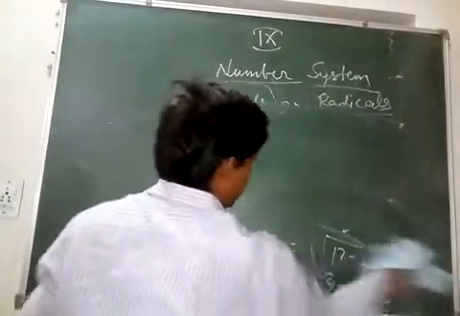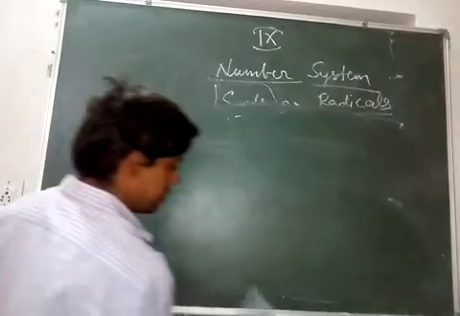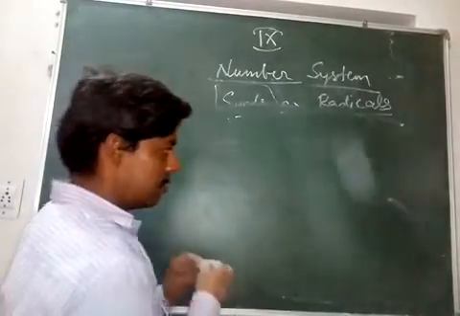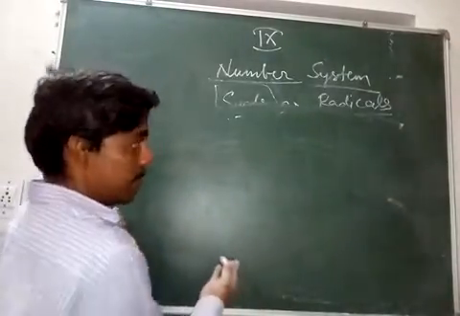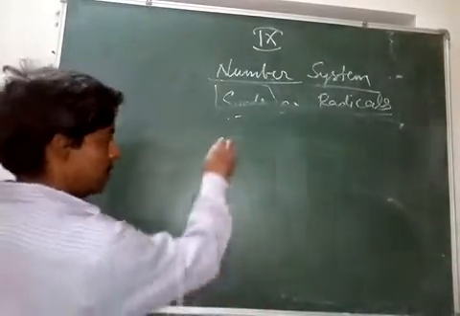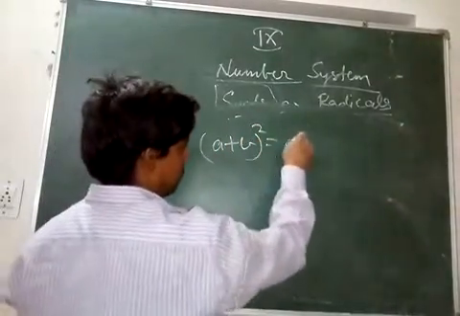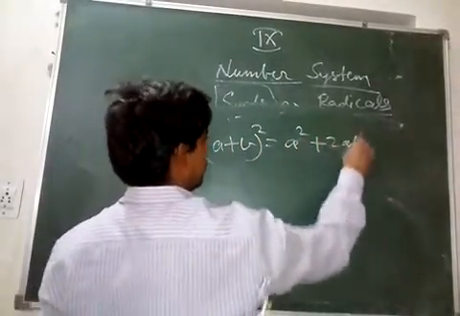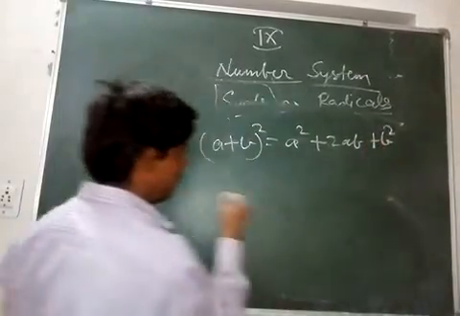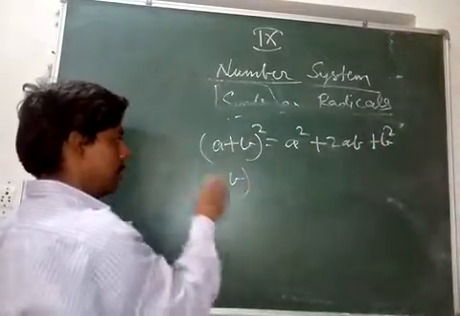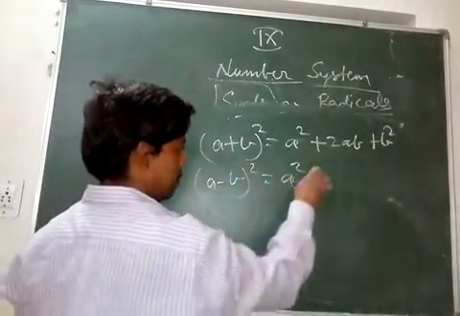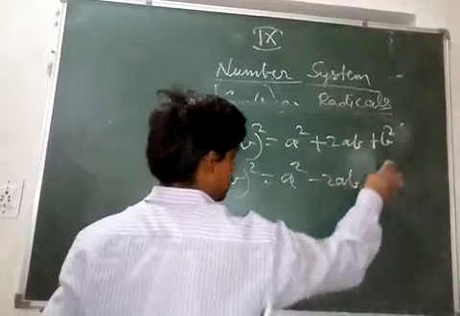So there are certain algebraic identities which you have learned in lower classes, because this is basically algebra of radical signs now. So you know what is (a plus b) whole square. All of you know this? Yes, very good. a square plus 2ab plus b square. Similarly, all of you know (a minus b) whole square is equal to a square minus 2ab plus b square.